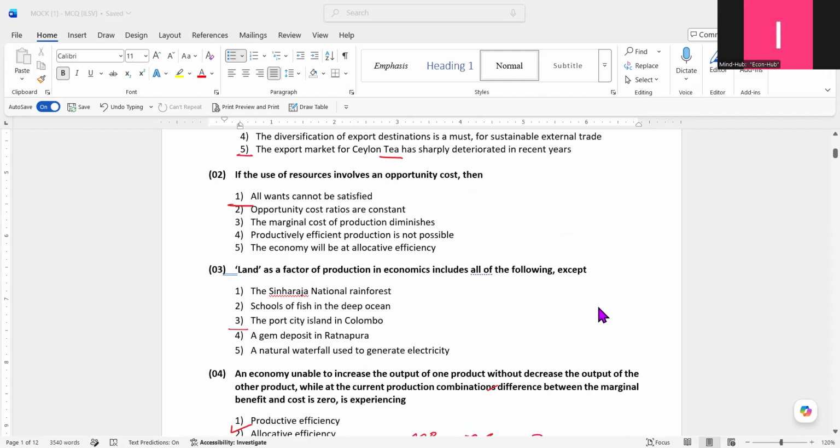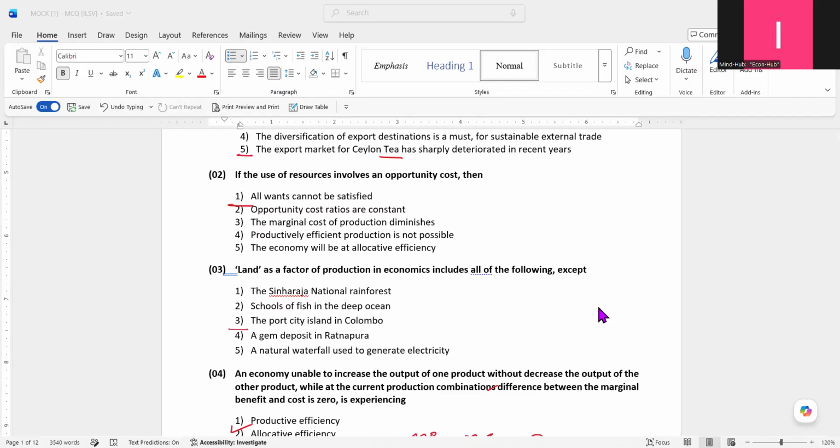Then question 2, if the use of resources involves an opportunity cost, then, so there I have chosen the answer as number 2, all wants cannot be satisfied. Why? Because opportunity cost is created if resources are scarce, and such scarce resources have alternative uses when we make a choice.